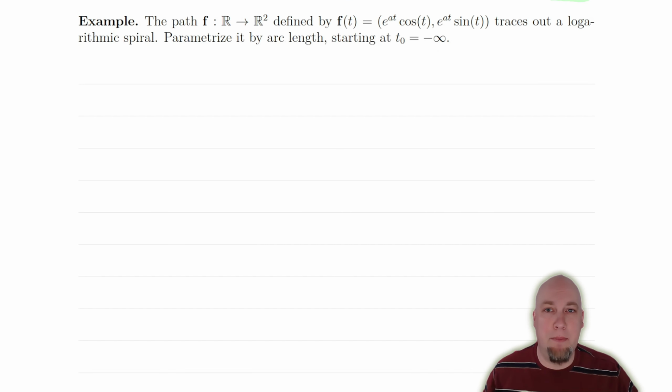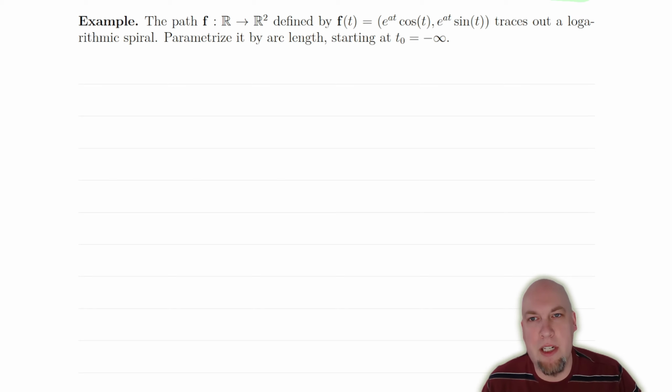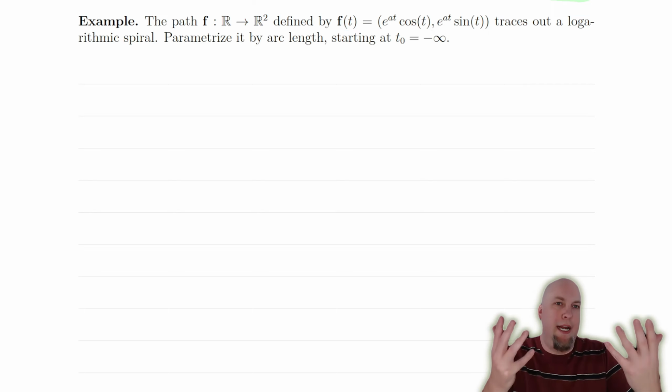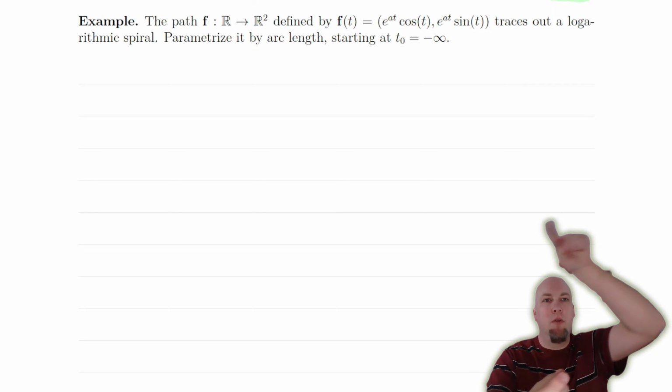Okay, let's do another example. This time we're going to do this for a spiral. Suppose that you've got this path from R to R2 defined in this way. It turns out that this traces out a spiral in R2.